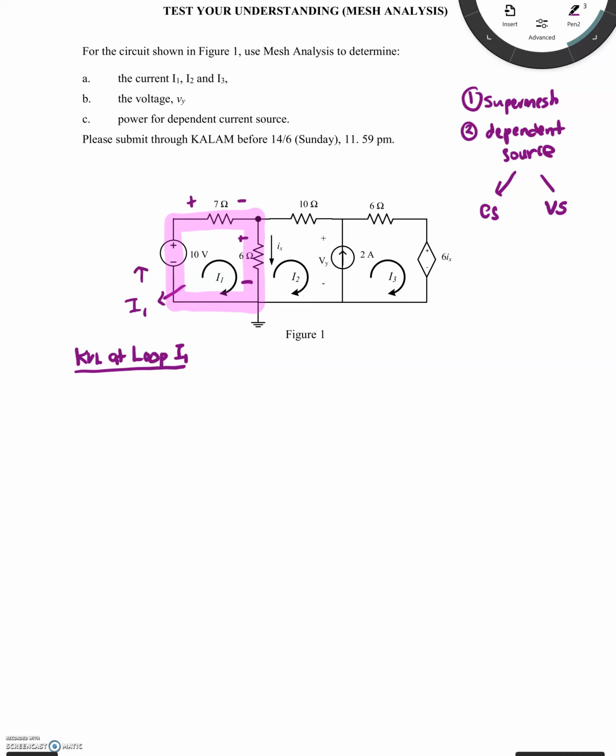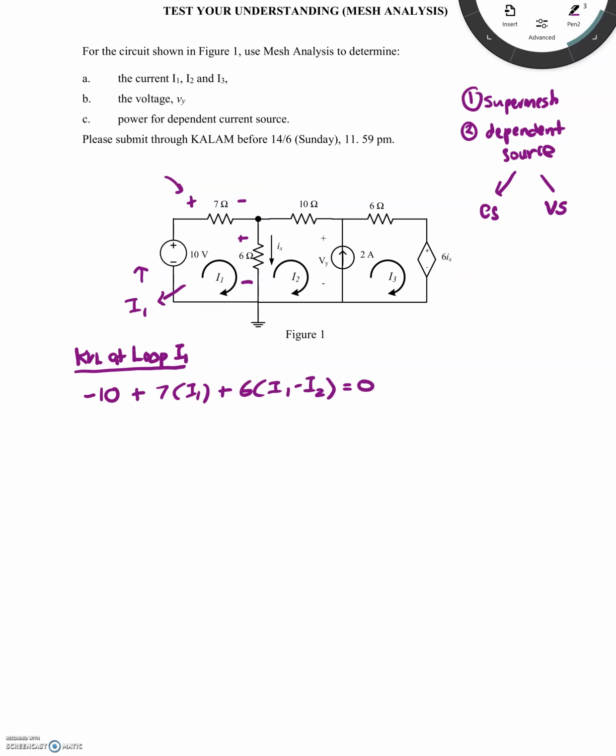So start with the left side, which is minus 10 plus 7 I1 plus 6 times (I1 minus I2), which is the adjacent loop, equal to 0.